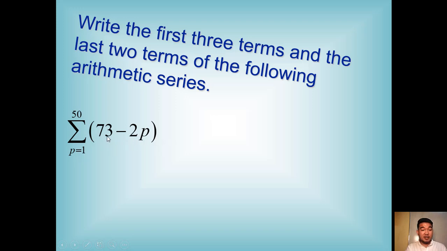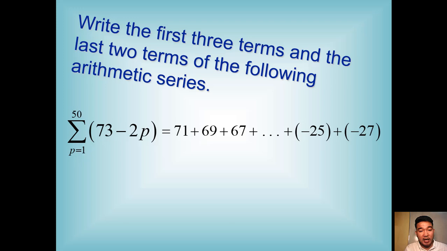So our first term would be 73 minus 2 times 1. So 73 minus 2, which is 71. That is our first term. And for our second term, we substitute 2 here. So 2 times 2 is 4. 73 minus 4 is equal to 69. So that is how we can get the terms.